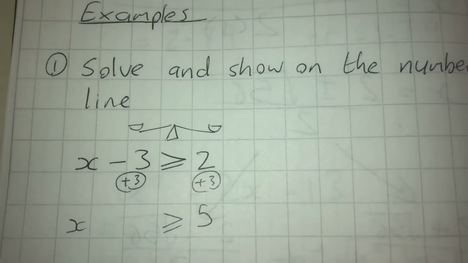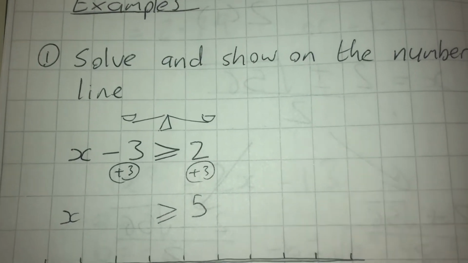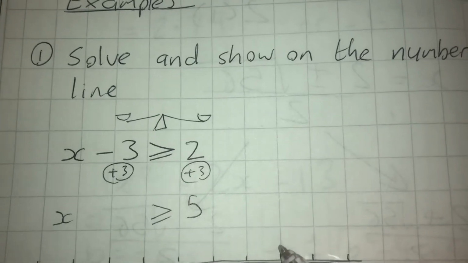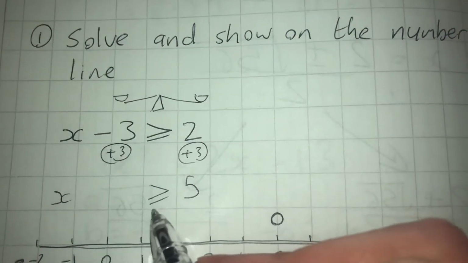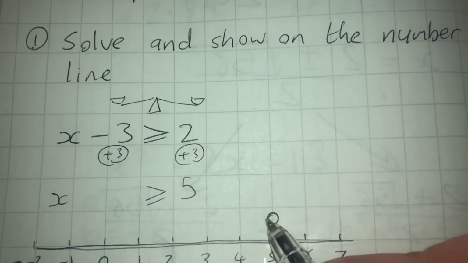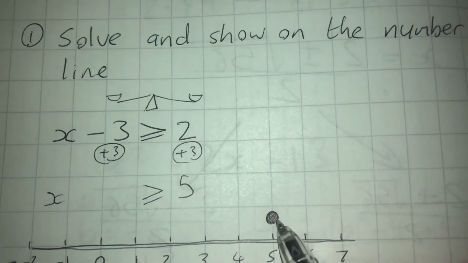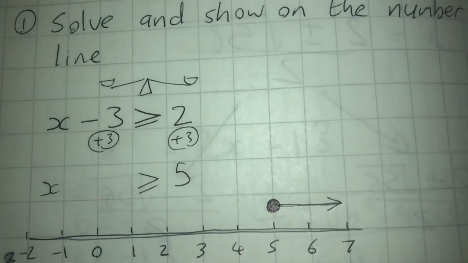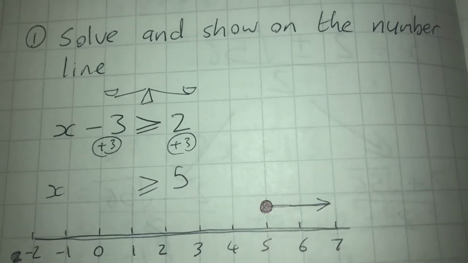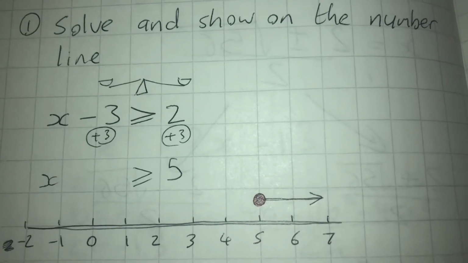And then I have to show that on a number line. So what I do is I draw a dot above 5 on the number line, and because it can be equal to it, again this is in the last video, I make sure it is a closed dot and my arrow goes to the right, just like this. Okay? And that's how we would solve an inequality and show it on a number line.